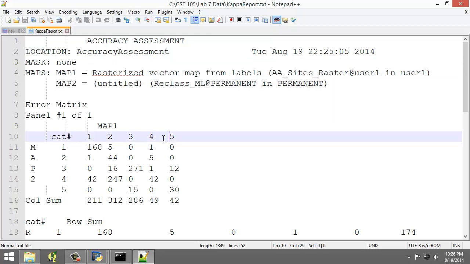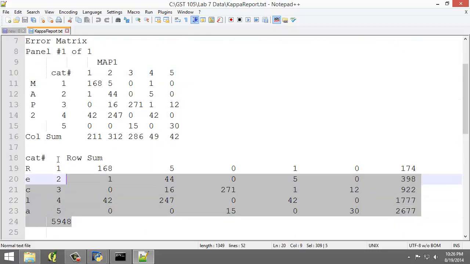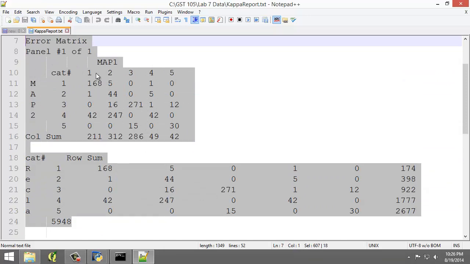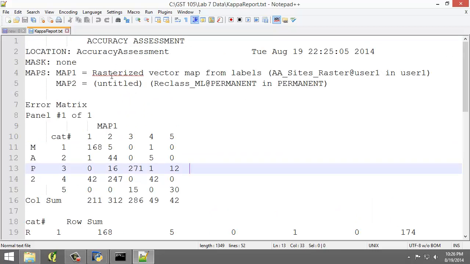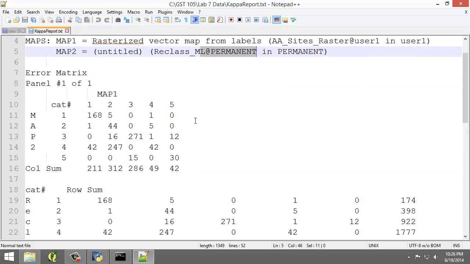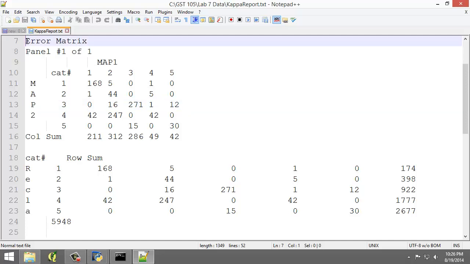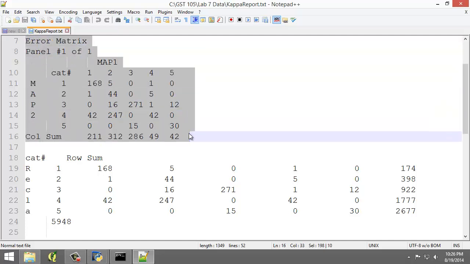The second section, which are lines 7 through 24 in our case, so all these lines here, display the error matrix between map 1, which was identified as the AA sites raster here, and map 2, which is specified as the ML permanent raster here. So let's consider this error matrix for a moment. The columns are the reference data, which is the supervised classification we did by hand, while the rows are predicted classifications, which are the classifications done by the computer.